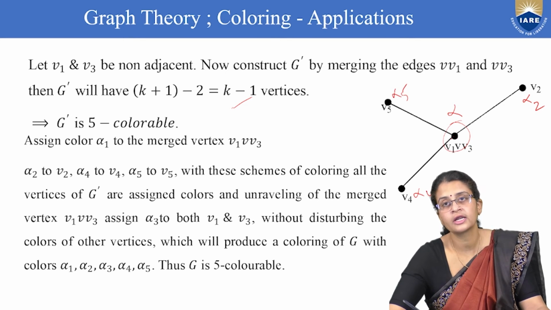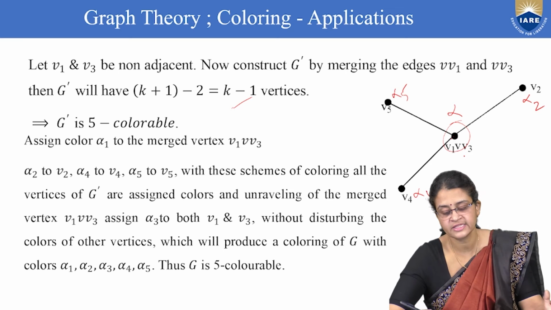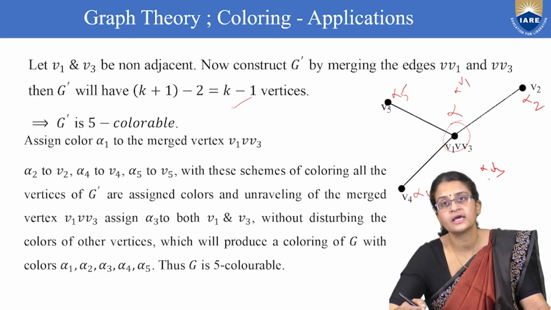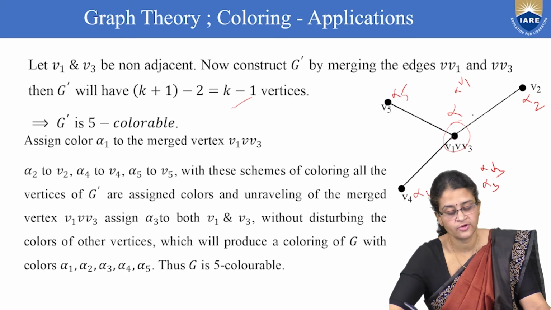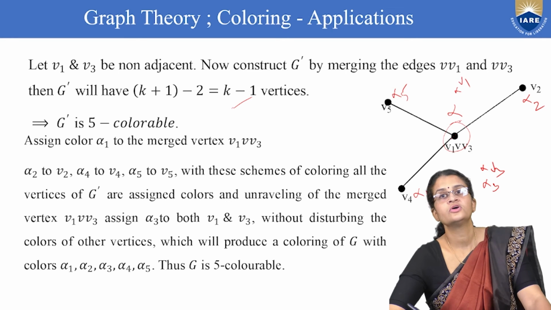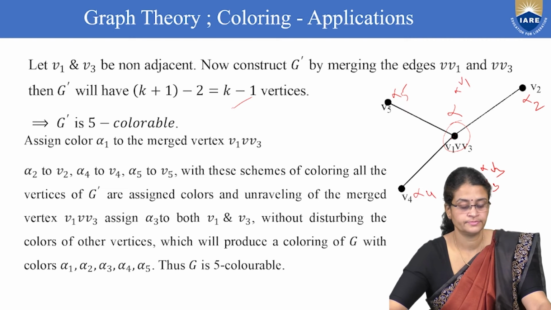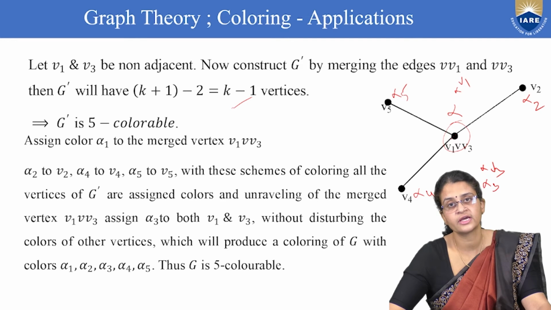And now if we are unraveling this merged vertex into V1 here and V3 here, we can assign any of these colors, alpha 3, to both without disturbing the other colors, which will produce G with 5 colors. And thus we get G is 5 colorable.